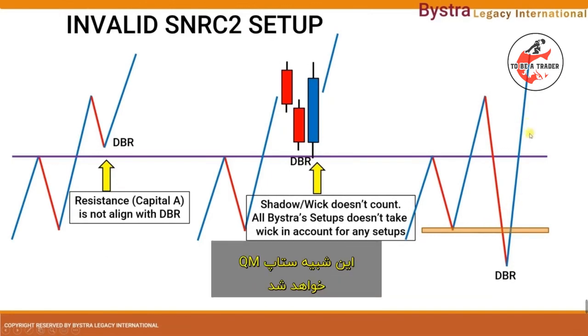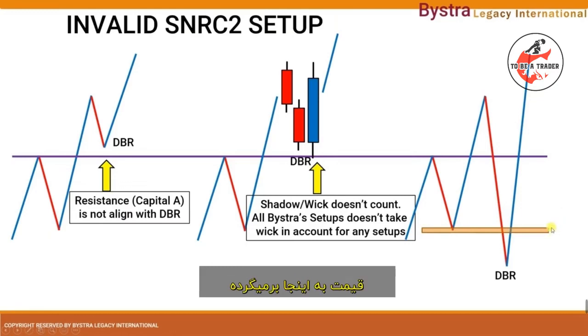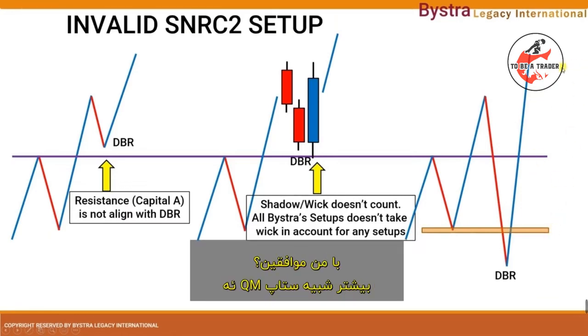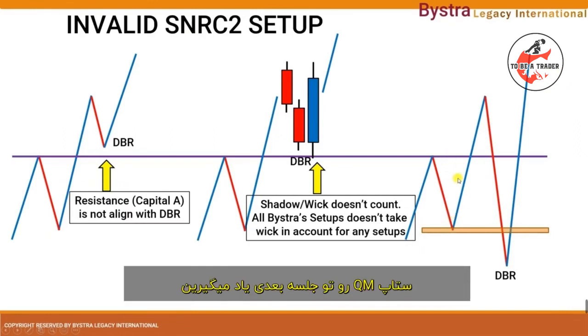It will look like a QM setup. Low, high, lower low, higher high. Price will come back here instead, not here, here, and continue the uptrend. You agree with me on this? It looks more like a QM. So the QM setup you will learn at the next class.